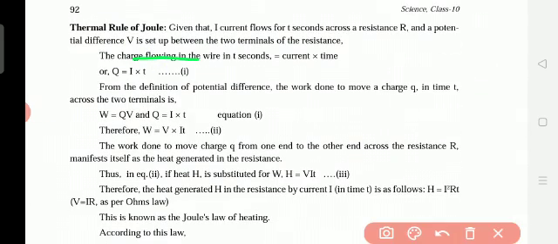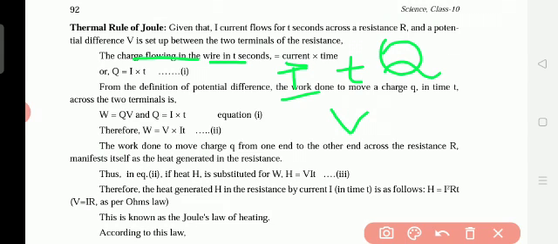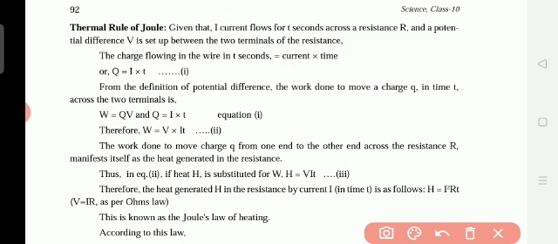So the charge flowing in a wire in T seconds, charge is represented by which letter? Q. Okay, Q means charge, and current means what? I. Time is T. V means potential difference. Then all these words you should know. Okay. So current flows for T seconds, some seconds of time, across a resistor, and a potential difference V is set up between the two terminals of the resistance. So charge flowing in the wire in the T seconds.